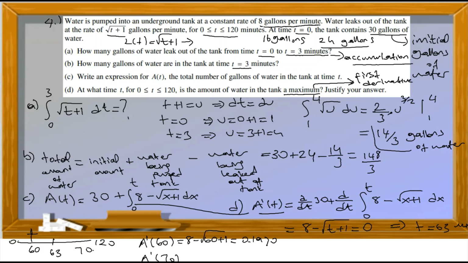And also A prime of 70 is going to be equal to 8 minus square root of 70 plus 1, so the answer is going to be equal to negative 0.426, which is less than 0, which is negative. So you may have noticed that my first derivative function changes from positive to negative at this time, 63, which means our answer is correct. So basically the maximum value is going to happen at t equals 63 minutes.